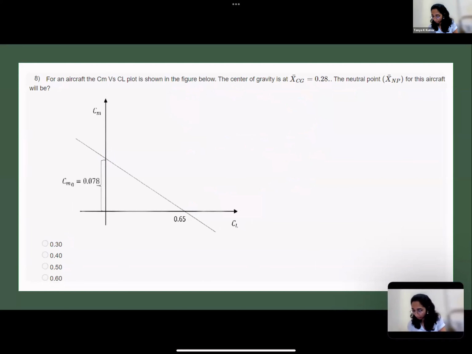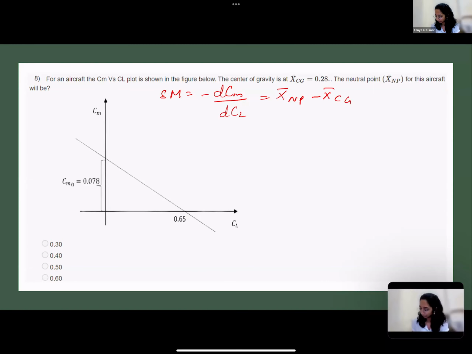Similar graph for an aircraft, the CM versus CL plot is shown in the figure below. In this case, they've given you the location of the center of gravity, and they've asked you to find out the neutral point. So now we use the same static margin equation. What was the static margin equation? It is minus dCM upon dCL, which is x bar NP minus x bar CG. Again, do let me know if I'm making any sign mistakes.